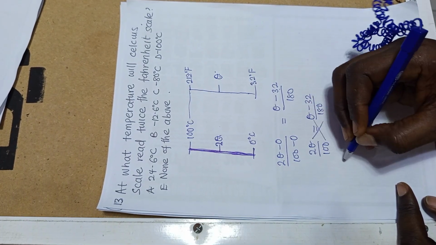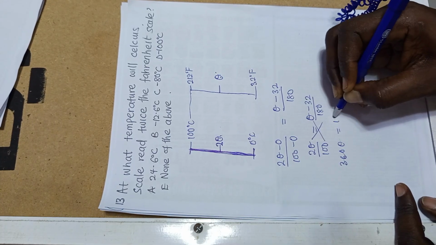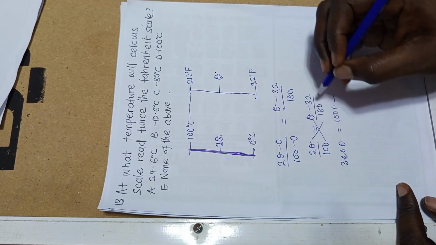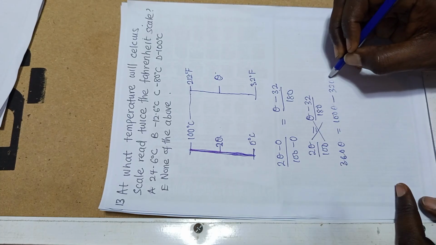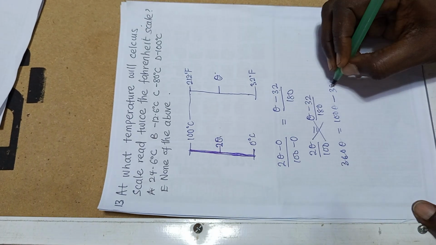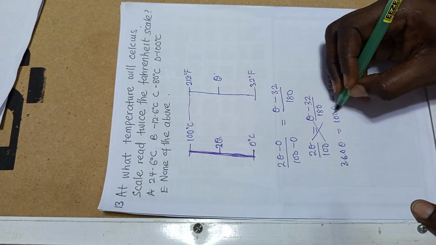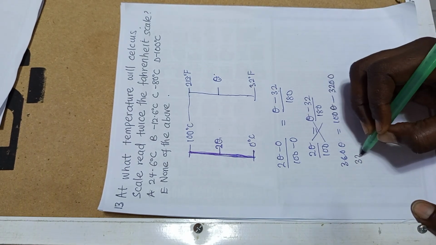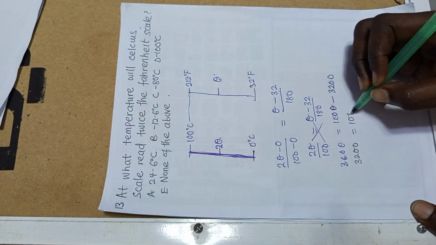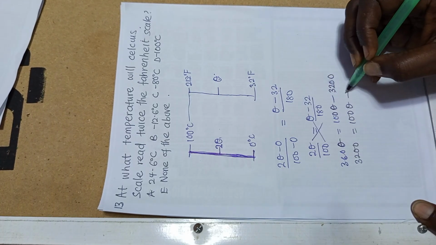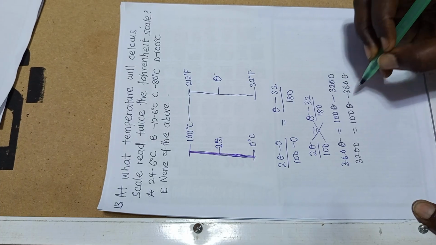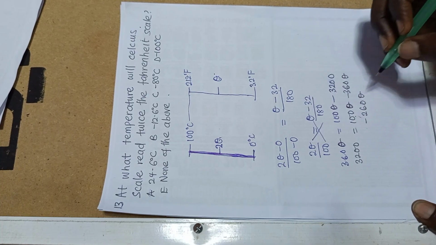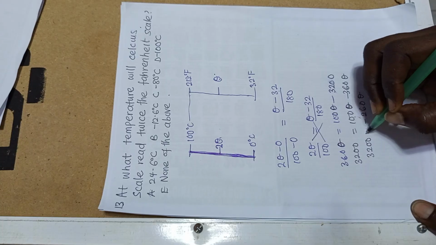Let's cross multiply. I would have 360 theta equal to 100 theta minus 3200. Now what we do is to collect like terms. Let's bring this one here. We would have 3200 equal to 100 theta minus 360 theta. So 100 theta minus 360 theta will give us minus 260 theta equal to 3200.